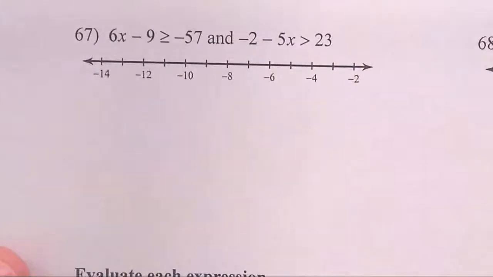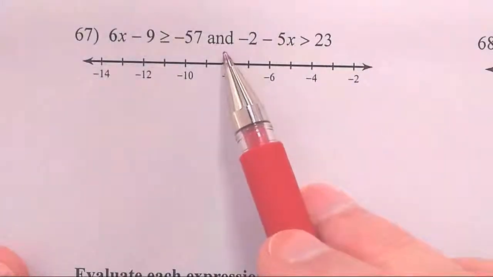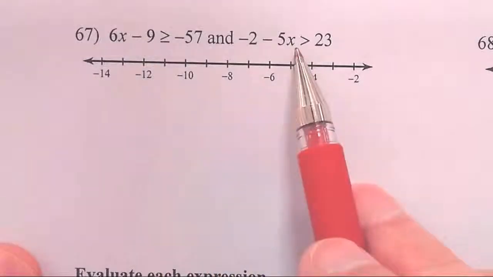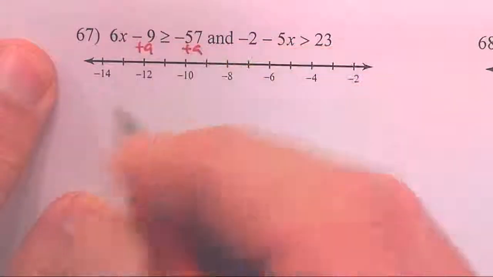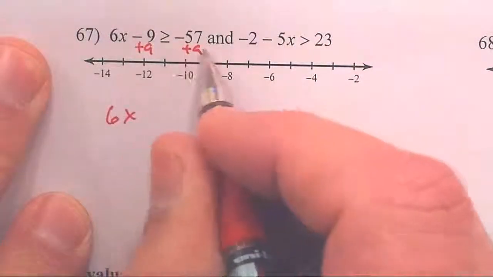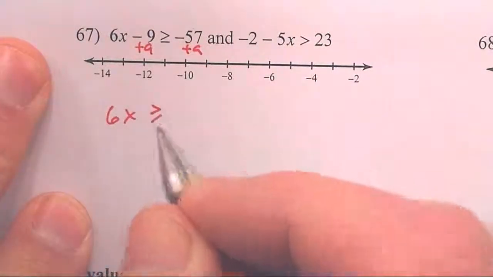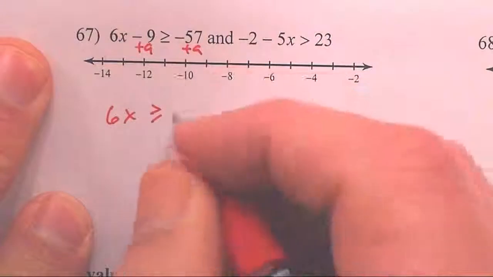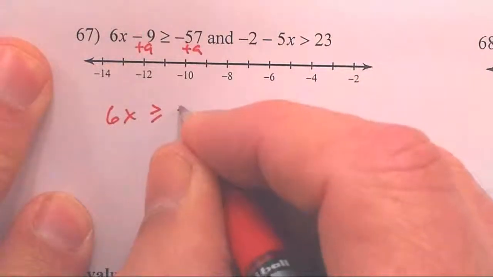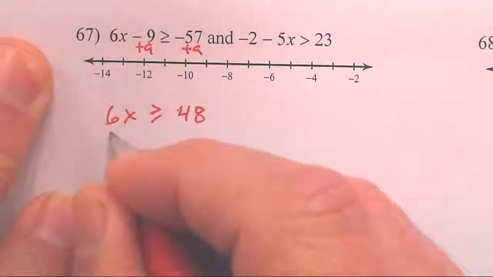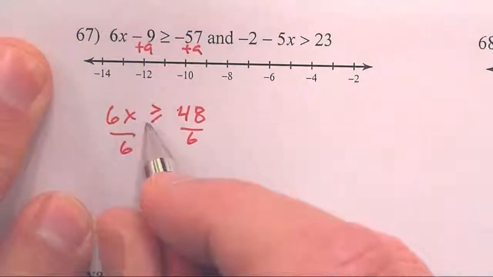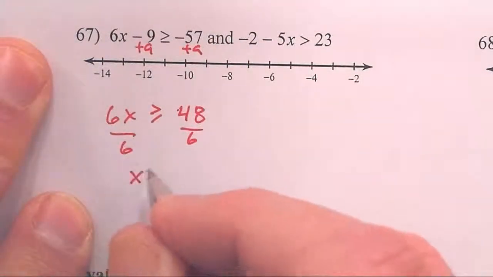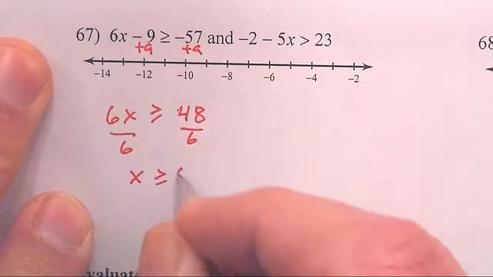Okay. Here's another compound statement, but it's written differently. Here we have an and in the middle. We have 2 separate problems to work on. On this one, I'm going to rescue 9 with addition. 6x. When I add to both sides, greater than stays greater than. Negatives mixed with positives fight. This is +48. Rescue +6 with division. When I rescue positives with division, greater thans stay greater than.